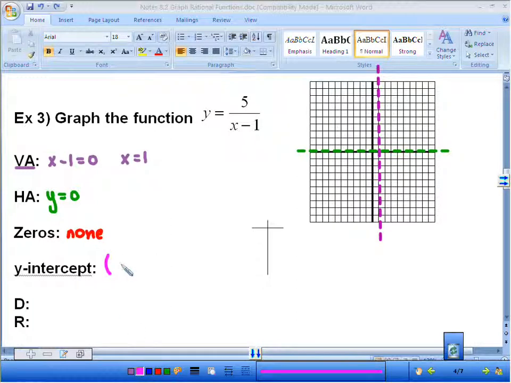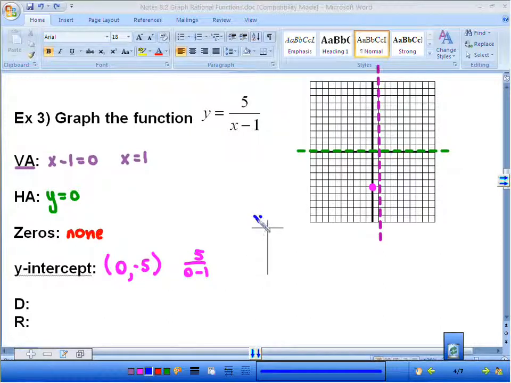Now I'm going to look for the y-intercept. And remember, y-intercept is when x equals 0. I want to know what y is going to be. So let's think about it. If I plug a 0 into my equation, 5 divided by -1 is -5. So there's a point here at 0, 1, 2, 3, 4, 5. That's one of the points on my graph.